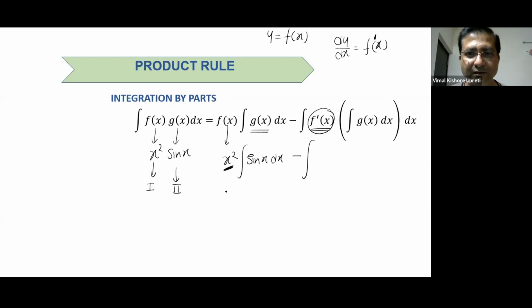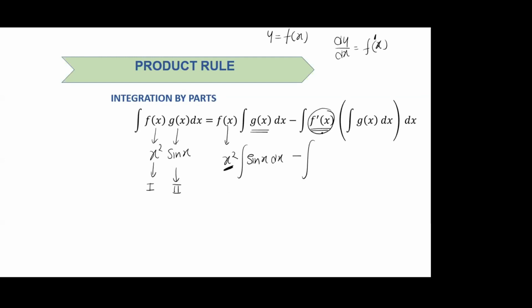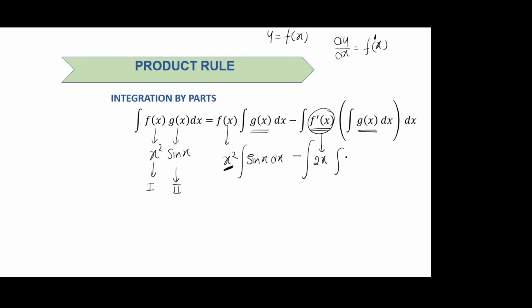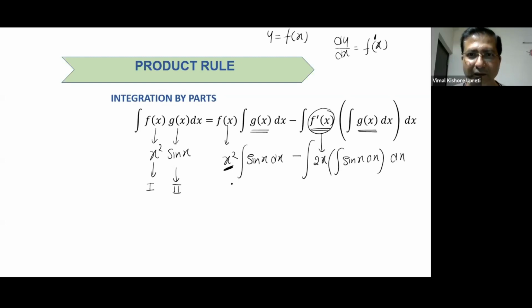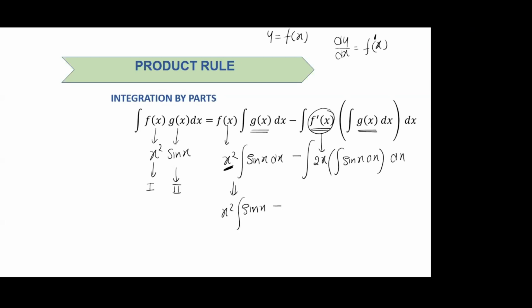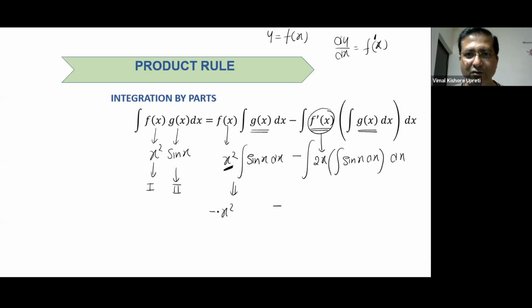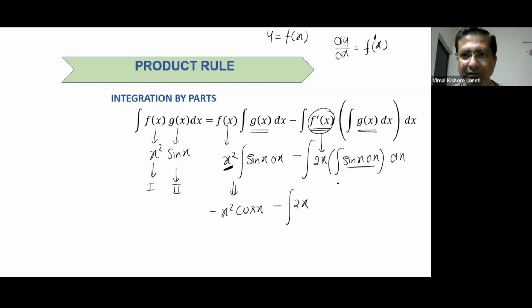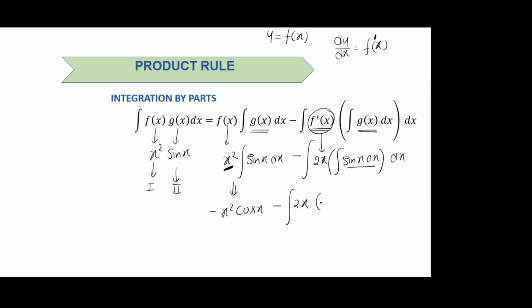What is our first function? x square. The derivative of x square is 2x, so I'll add 2x here. Then I need to integrate sin x, which gives minus cos x. First I'll write everything. Now if I simplify, this is x square into sin x minus, and this sign will give minus cos, so minus cos x. Here 2x, this sign will again give minus minus cos, so plus 2x cos x.